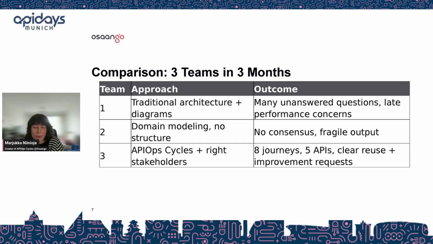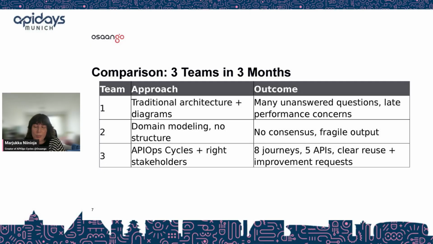And the first two were using, the first one was using traditional architecture and diagrams, and had a lot of unanswered questions and performance concerns that came in quite late, security concerns, other kinds of concerns. The second one was using domain modeling, but not specifically in any structure of domains and methodology around it, except an understanding of how domain modeling might be used. And there was really no consensus on what domains were actually the correct domains.